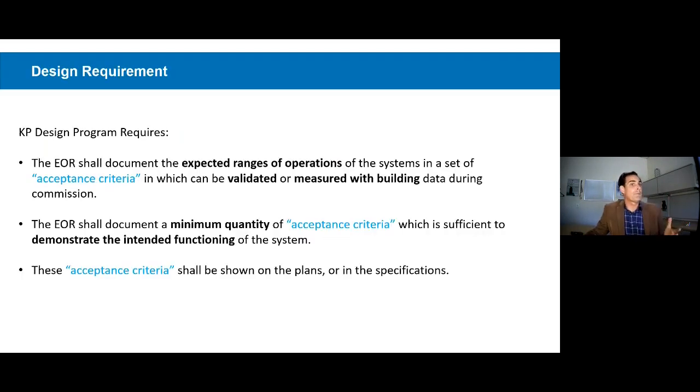So to wrap up here, for plant maintenance work, our requirement is that the engineer of record documents the expected ranges of operations that the system will have in a set of acceptance criteria. Those acceptance criteria need to be on the contract documents, and then we're going to directly measure them during commissioning. So that's the end of this chapter 2.